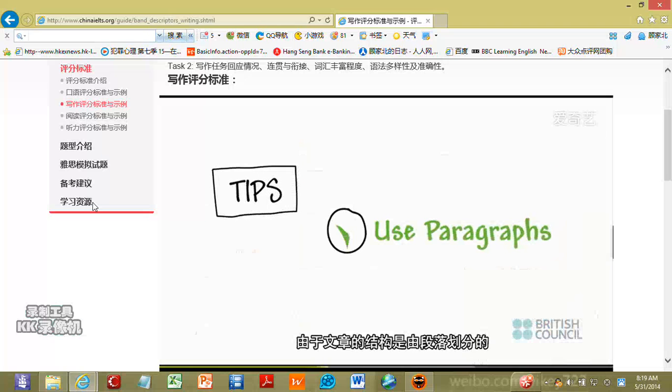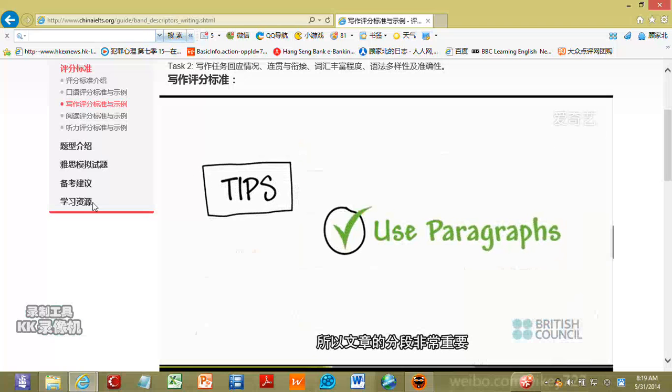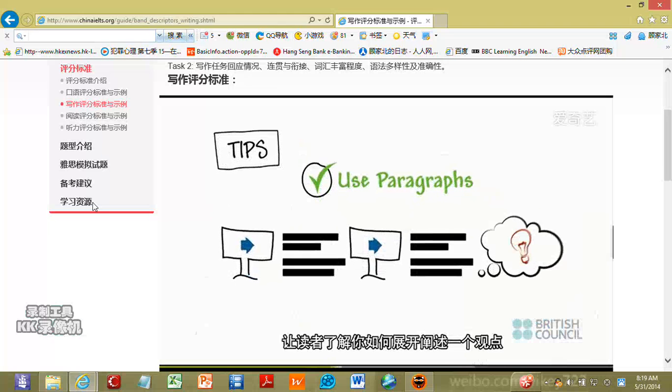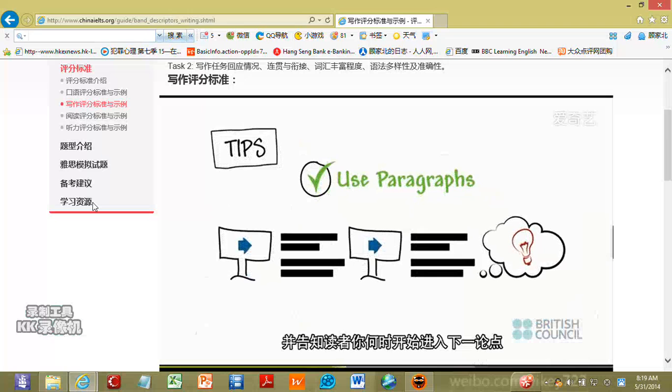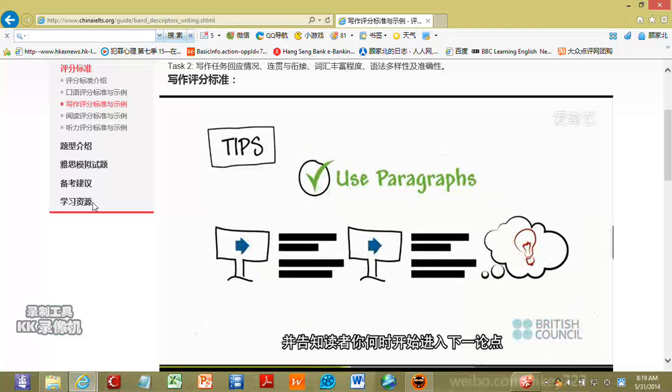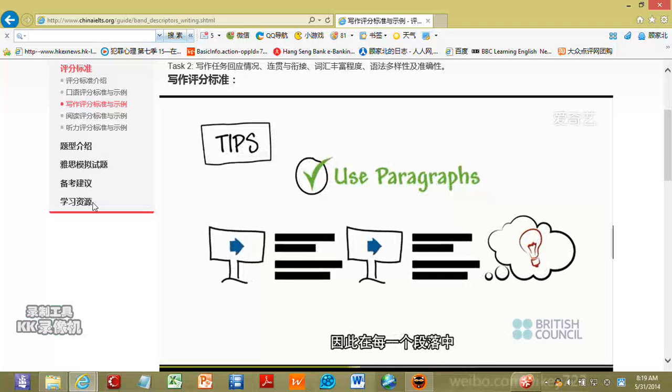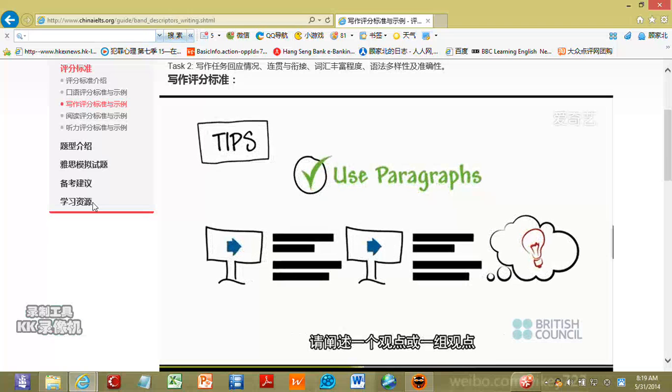It's important to use paragraphs. These give structure to a piece of writing. Think of paragraphs as a signpost, telling whoever reads your work where your ideas are going, and when you are moving on to a different point. Since paragraphs are used to explain your argument in stages, express one idea or set of ideas in each paragraph.